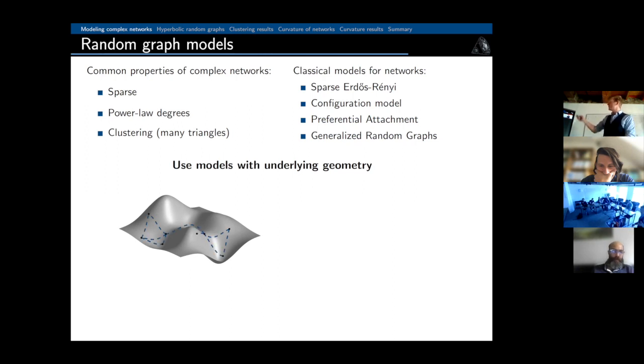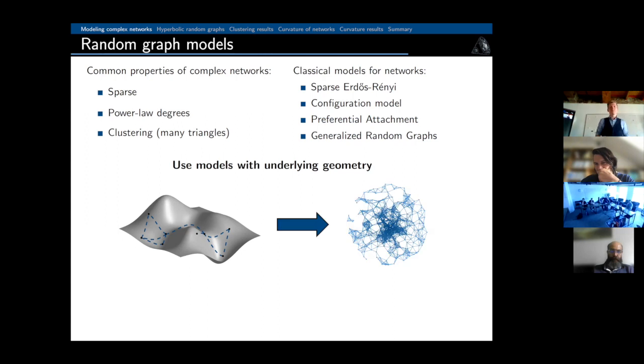And so this is the idea. You have some geometric space, you drop some points in there, and then you connect points with a probability that is inversely proportional to their distance. Then you generate a network, and this network will have geometry because of the triangle inequality. And then the question is, which geometries can you use? There are lots of options.